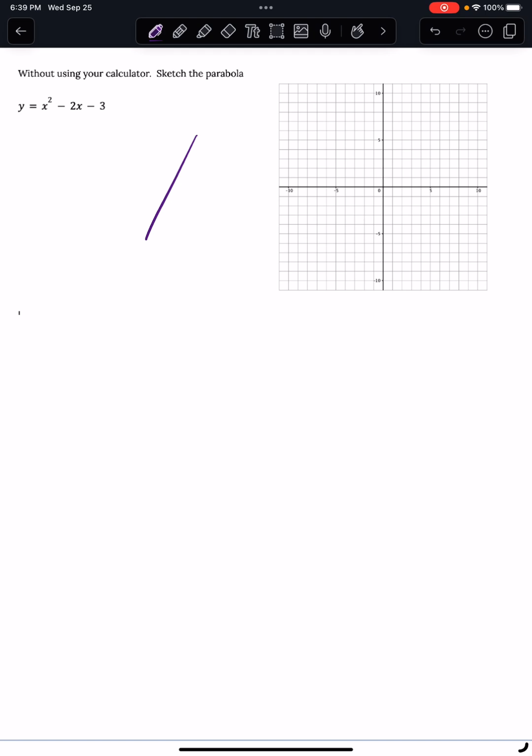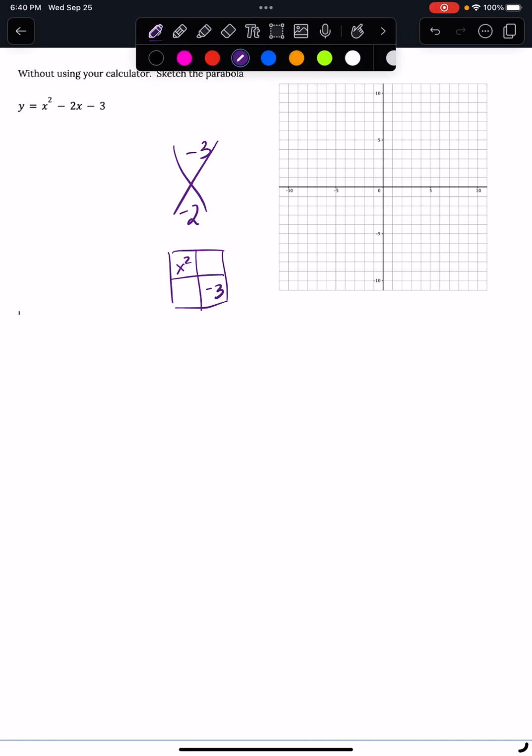So we can think about what numbers multiply to -3 but add to -2. I can also think about this in my box, where what numbers are going to give us x squared and -3 here. And the only factors of -3 are 3 and 1. Now, because we want -3, we know one has to be positive and one has to be negative. And because 2x is negative, we know the bigger number is going to be negative. So our factors of -3 are simply going to be -3 and 1.